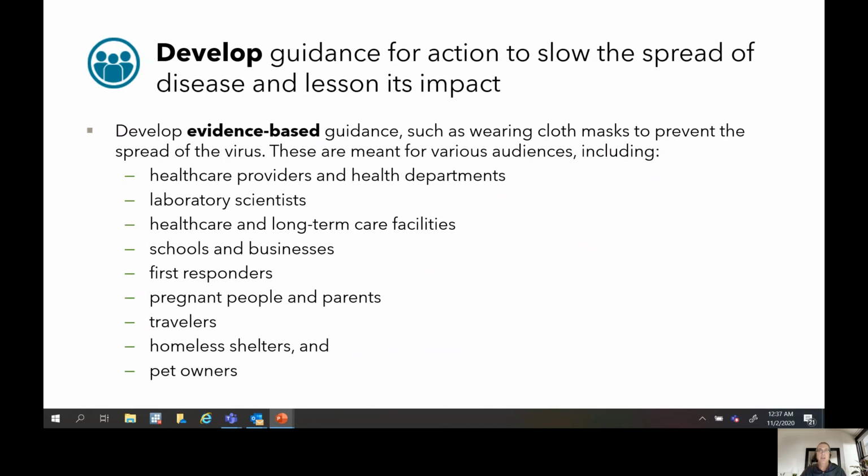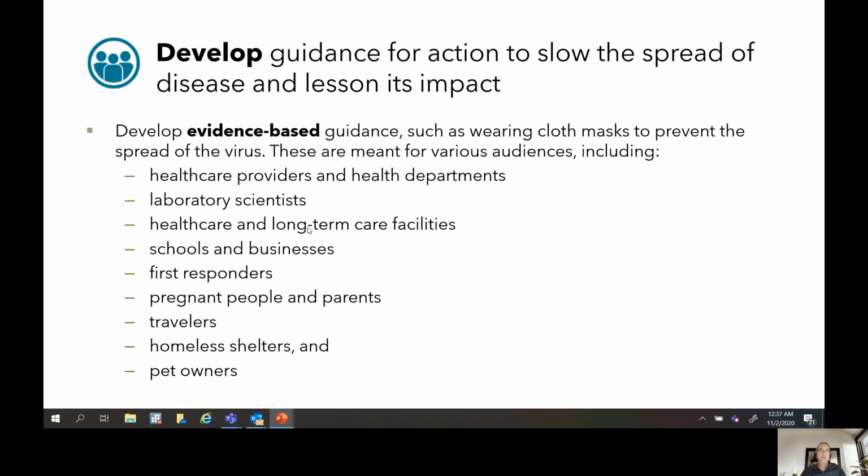And then the last step is really developing guidance for action to slow the spread of disease and lessen its impact. And so this is maybe the most crucial thing: how do you take all the data from the previous steps I went through and develop evidence-based guidelines based on them? In this case, the recommendations were based on historic information that we knew about how respiratory diseases were transmitted, but additionally new information about COVID-19 specifically.